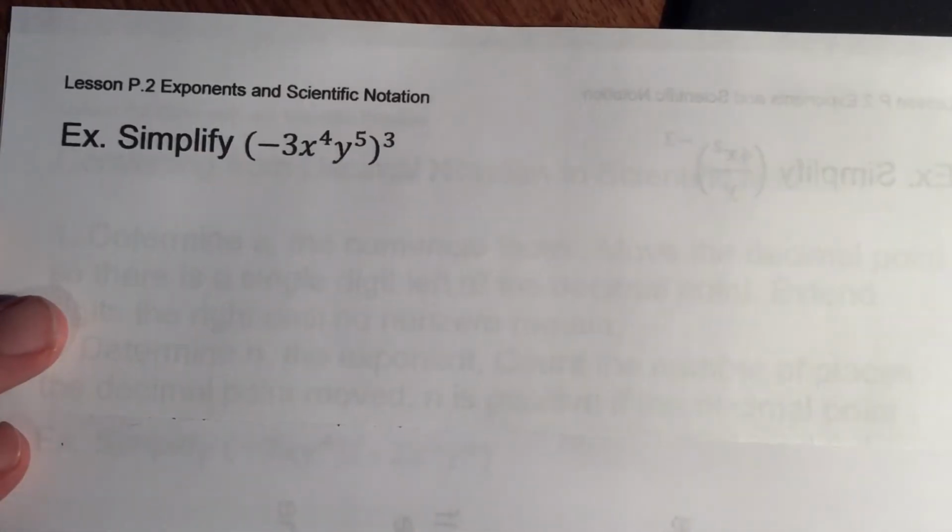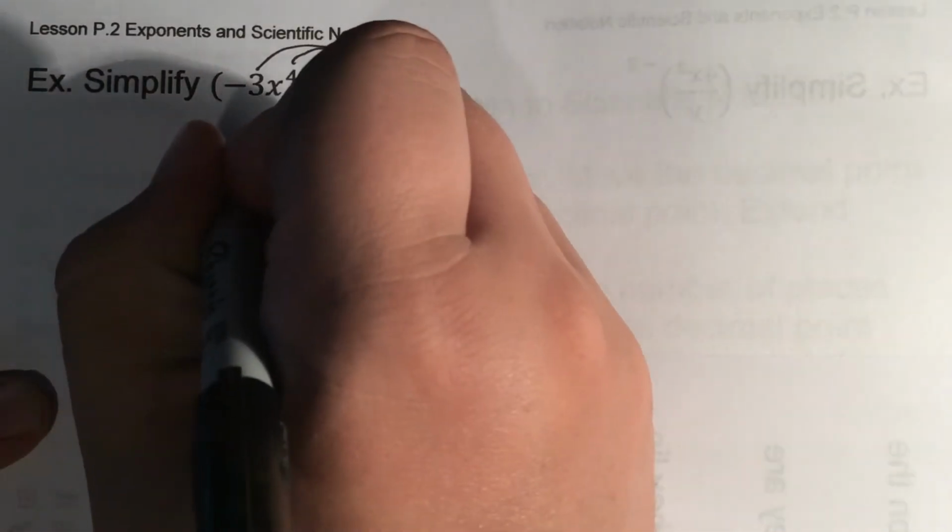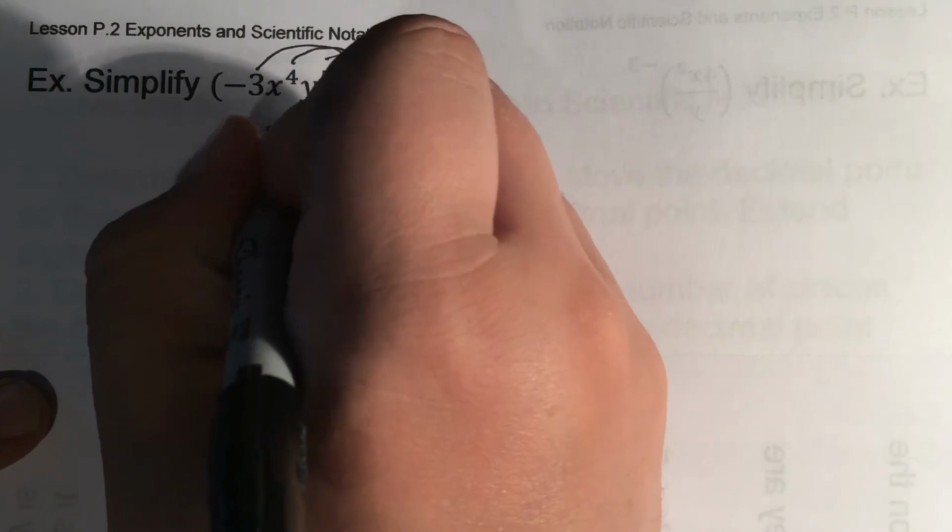So if we go ahead and simplify those. First off, we're going to distribute this into each one, because that whole thing is taken to the third power. So when you have a power to a power, you have to distribute that into every term on the inside. So I would have negative 3 to the third now.